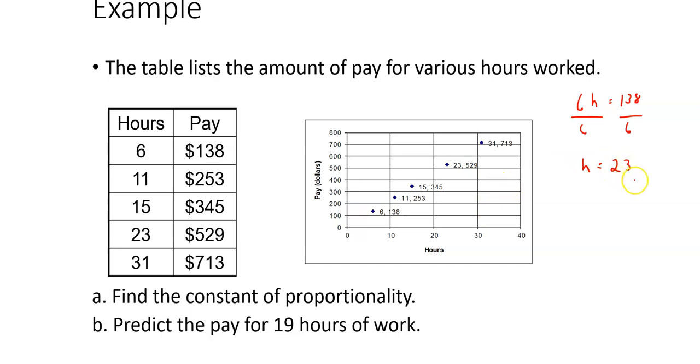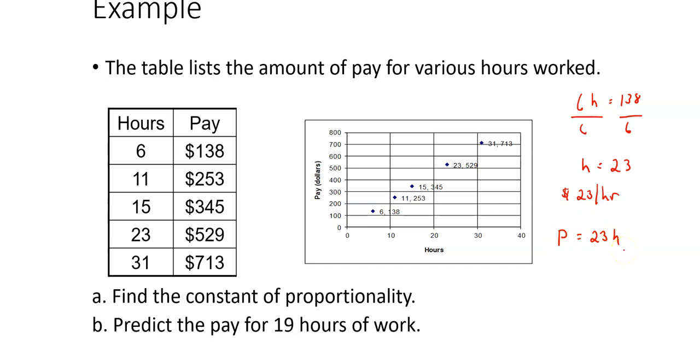Try it for 11, see if I'm right. Do 11 times 23, and you'll get 253. So again, assuming this person makes the same pay, they're making 23 bucks an hour. I can write this equation as their pay is equal to 23 times the number of hours they worked.